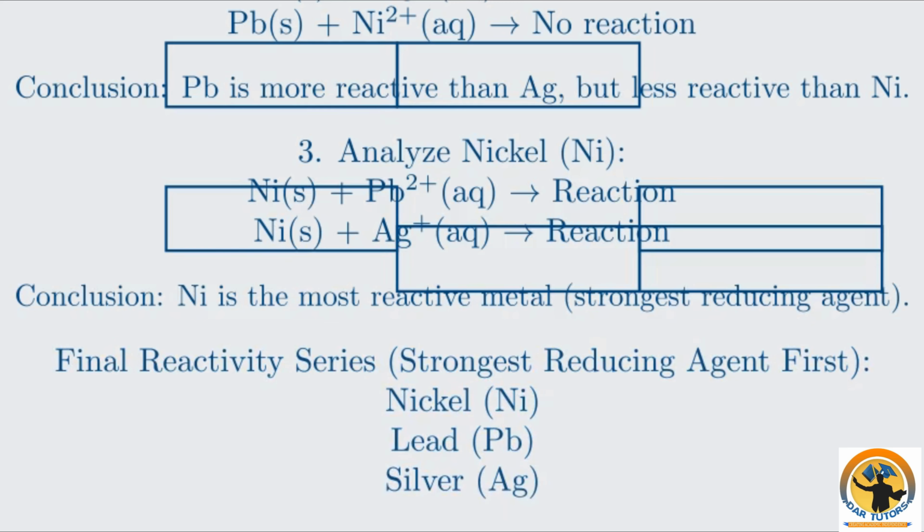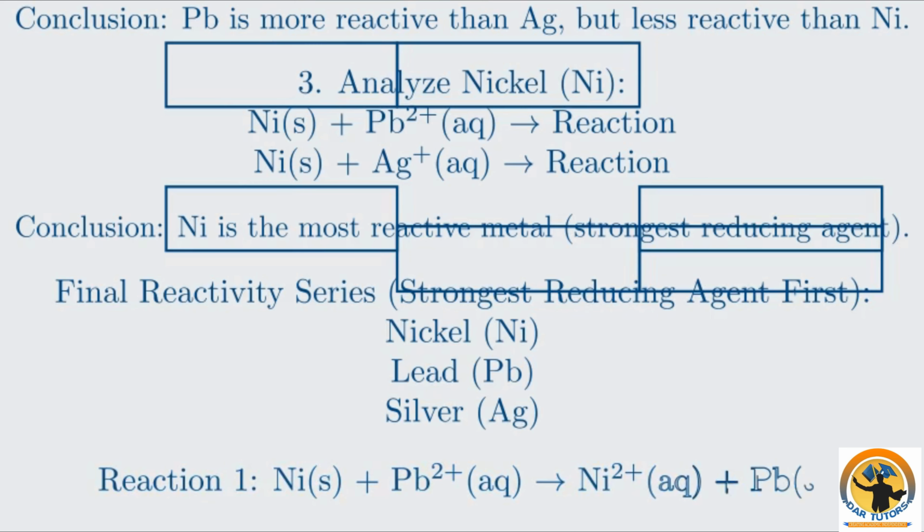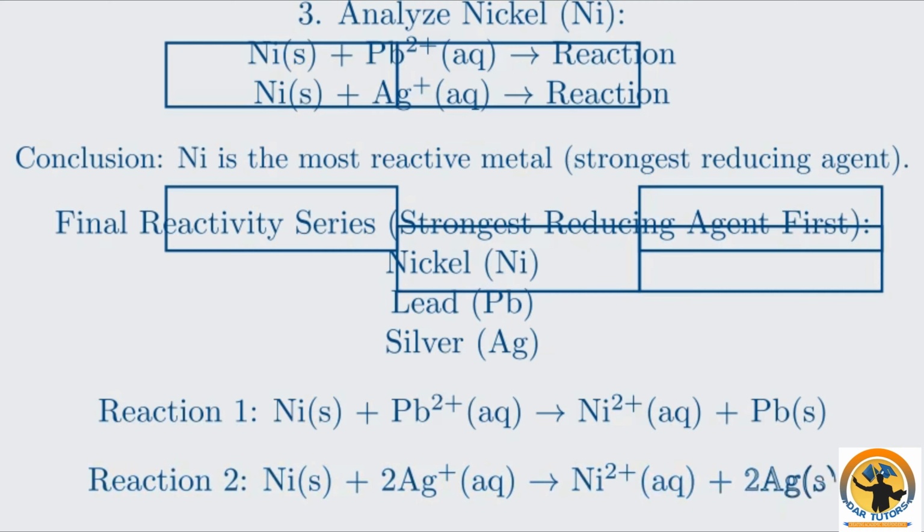Now, the question also asks for the ionic equations for the three reactions that occurred. The first reaction we identified was nickel with lead 2 ions. Nickel solid reacts with lead 2 aqueous to form nickel 2 aqueous and lead solid. The second reaction was nickel with silver 1 ions. Remember to balance the charge. Nickel solid reacts with 2 silver 1 aqueous to form nickel 2 aqueous and 2 silver solid.